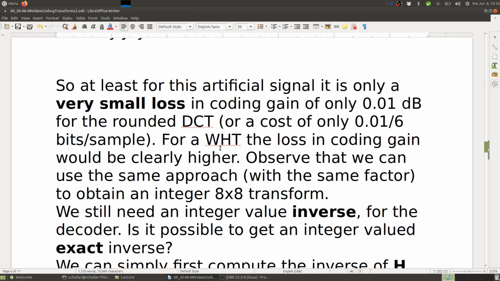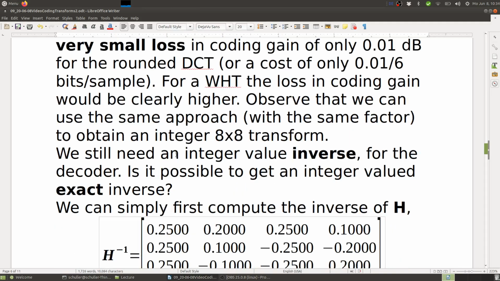For a Walsh-Hadamard transform, the loss of the coding gain would probably be clearly higher. But again, it depends on the signal. But here we could actually calculate it for this simple signal. Observe that we can use the same approach with the same factor to obtain an integer 8x8 transform. Right? So that method works both times.